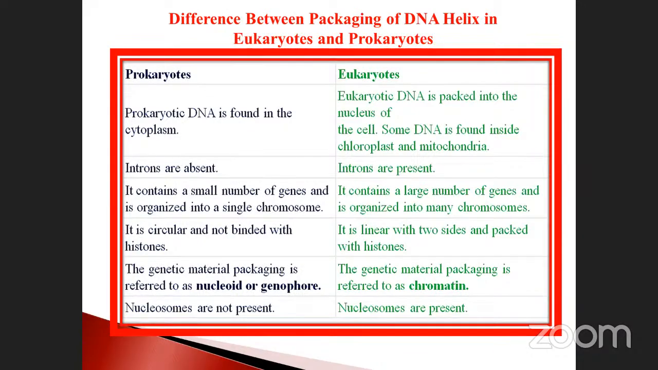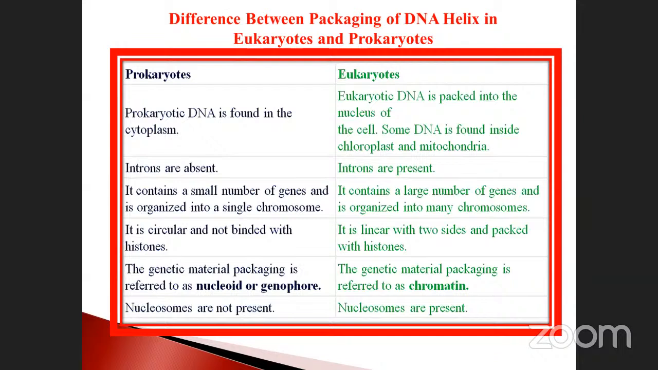See here, prokaryotic DNA is circular and not bound with histone protein. It is of circular nature. Prokaryotic DNA is mostly round and circular, but helical. But here, eukaryotic DNA is linear with two ends and packed with histone protein molecules.